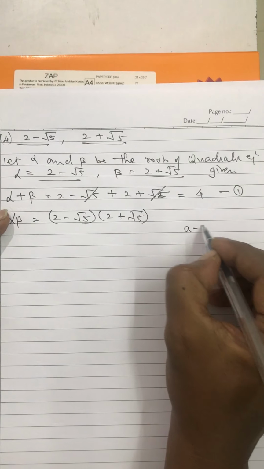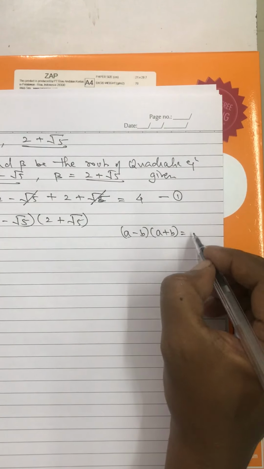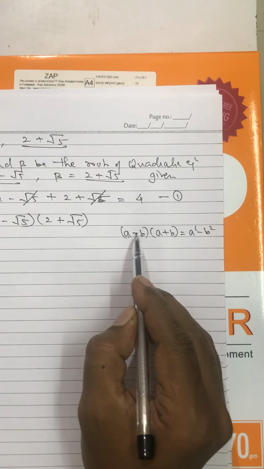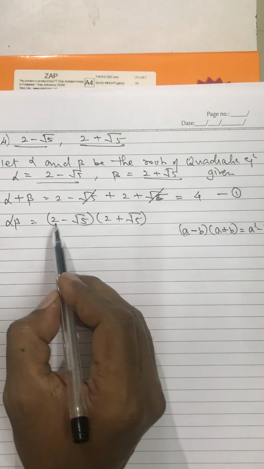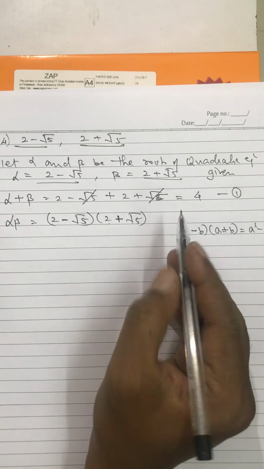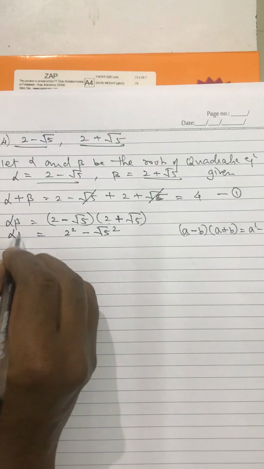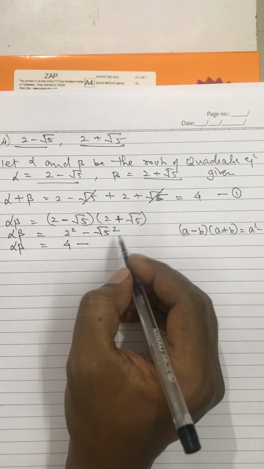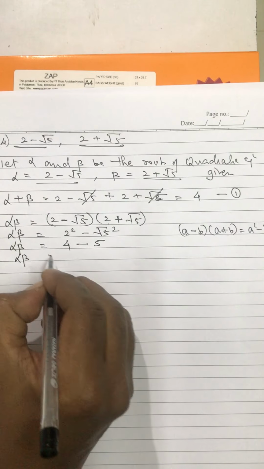You know that by identity, (a minus b) into (a plus b), when both terms are the same and the signs in between are opposite, it is equal to a square minus b square. Here also 2 and 2, root 5 and root 5 are the same, and the signs in the middle are different, opposite. So this will be equal to 2 square minus root 5 square. 2 square will be 4, minus root 5 square will be only 5. So alpha into beta is equal to minus 1.